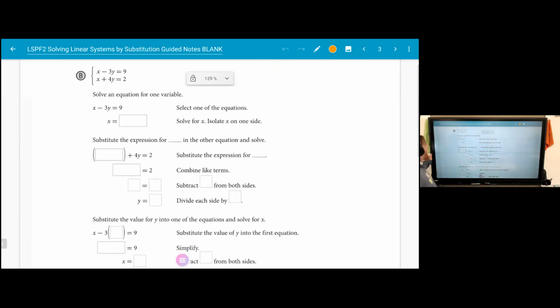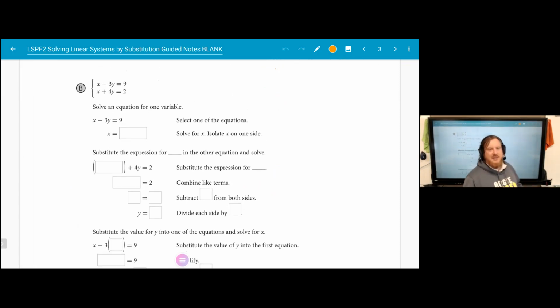I have x minus 3y equals 9 and x plus 4y equals 2. Remember step one. Step one says to solve one equation for one variable and make it easy on yourself. I'm just going to take that top equation. I don't have a coefficient on x. I'm just going to solve for x.